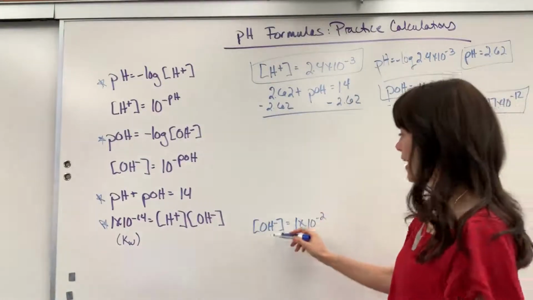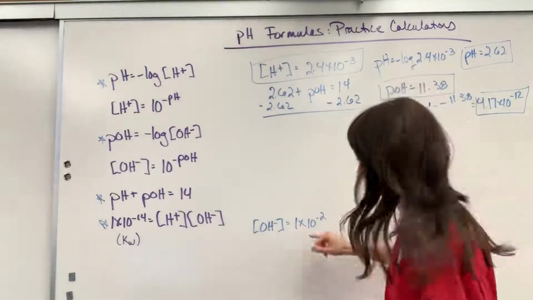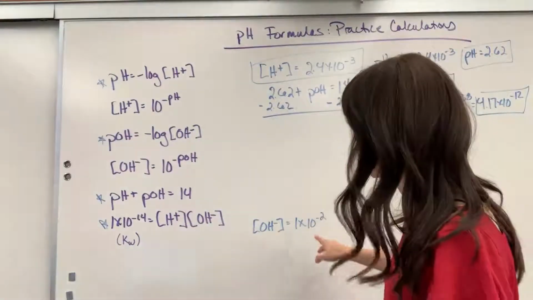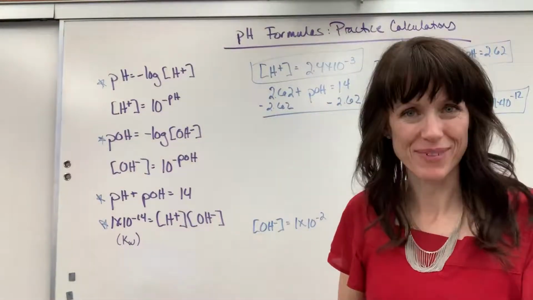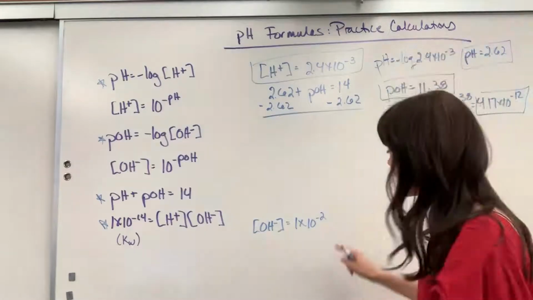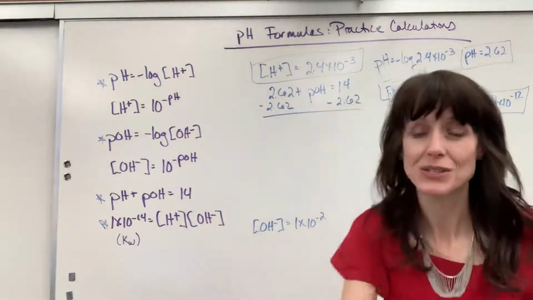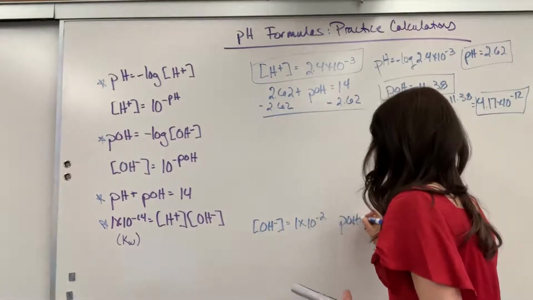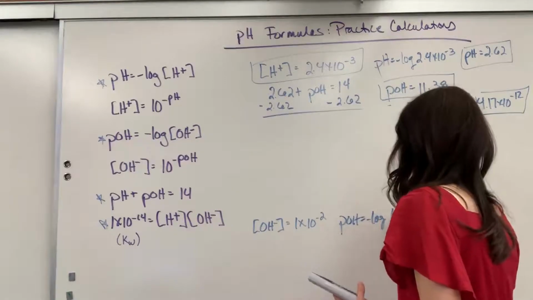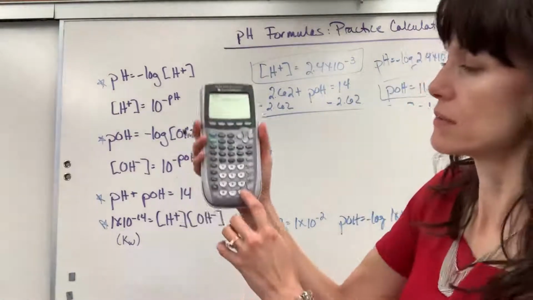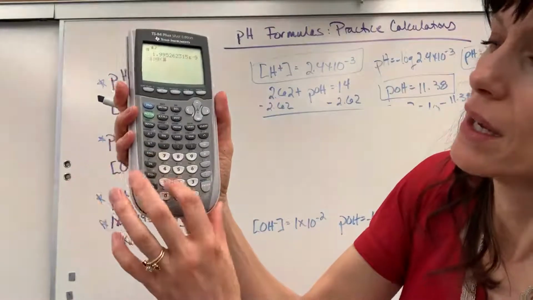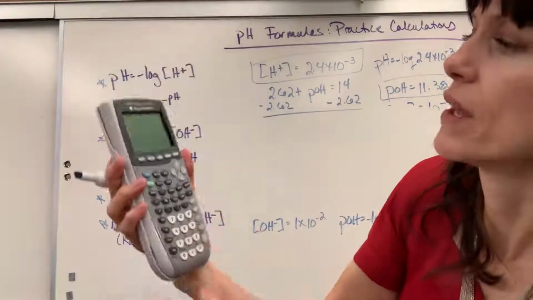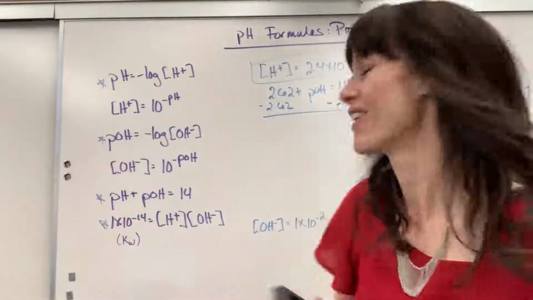We have hydroxide is 1 times 10 to the minus 2. Notice that 1. Because it is a 1, my pOH, when I take the negative log of this, is going to be a whole number. And really neat, that whole number is just the exponent. So I want you to do that in your calculator. Let's write it down: pOH equals negative log of 1 times 10 to the minus 2. Do your negative log, then 1, second double E, which gives me my 10, that's the E, negative 2. Whoa, the answer is 2.